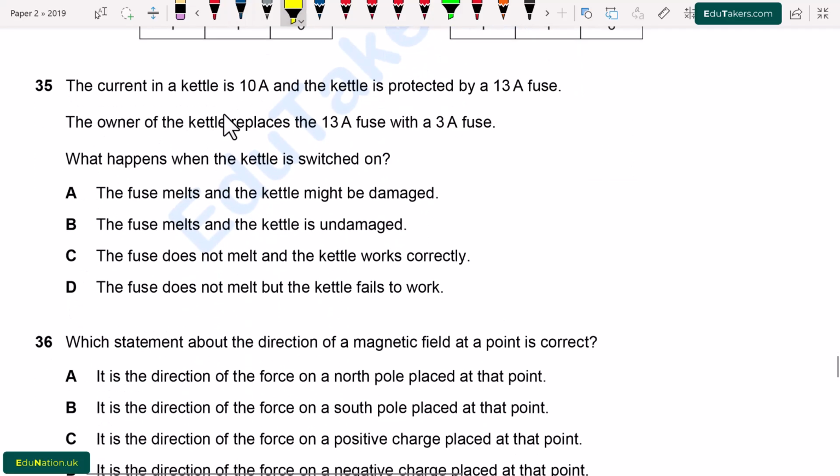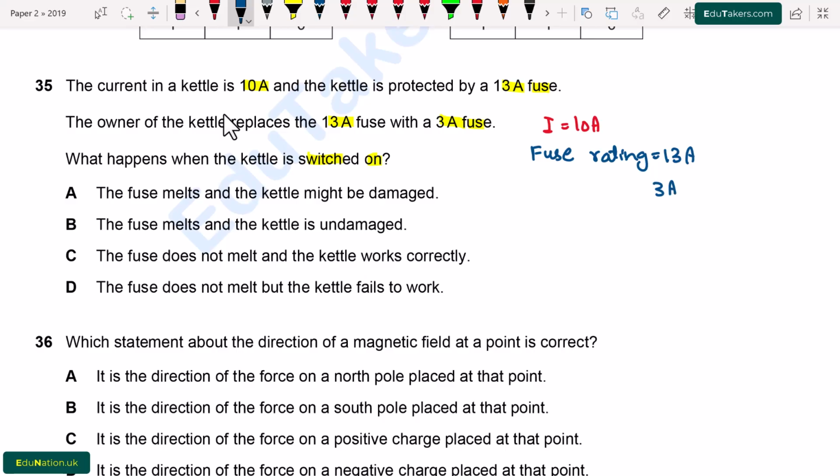Question number 35. The current in a kettle is 10 ampere and the kettle is protected by a 13 ampere fuse. The owner of the kettle replaces the 13 ampere fuse with a 3 ampere fuse. What happens when the kettle is switched on? So first of all, the current that is passing through the kettle is 10 ampere. And the fuse rating, first of all, is 13. Then the owner replaces the 13 ampere fuse with a 3 ampere fuse.